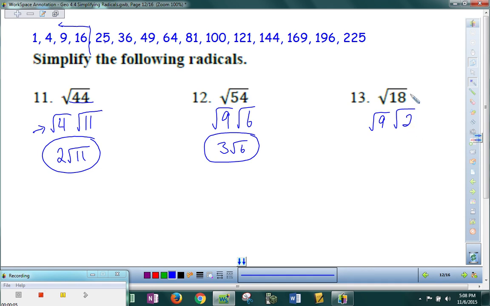over here that won't break down. The square root of 9 is 3. Bring down that radical 2, and our final simplest form is 3 radical 2.